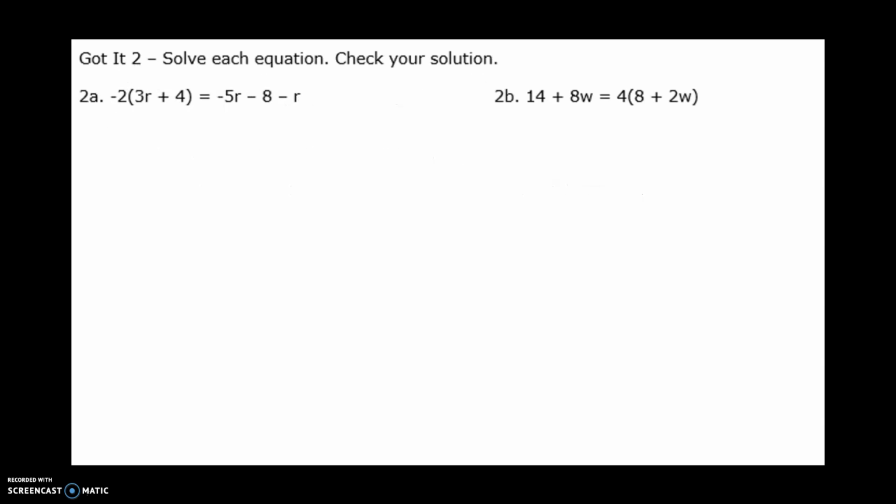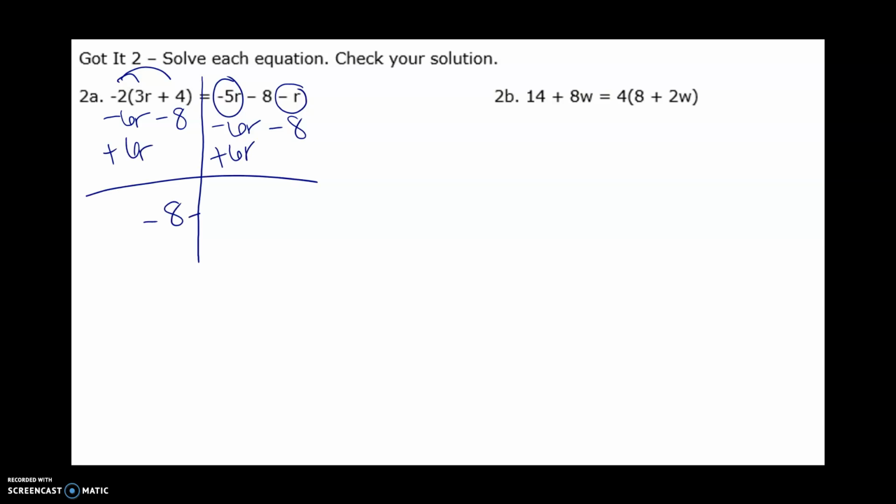Okay, these ones we have distributive property and we're going to have to simplify. So I'm going to start on the left. I'm going to do my distributive property first. Negative 6r. Negative 2 times 4 would be negative 8, so I'm going to treat that like minus 8. Negative 5r minus r would be negative 6r minus 8. Now, you may notice they're exactly the same on the left and the right. If I'm going to add 6r, I'm going to have negative 8 equals negative 8.